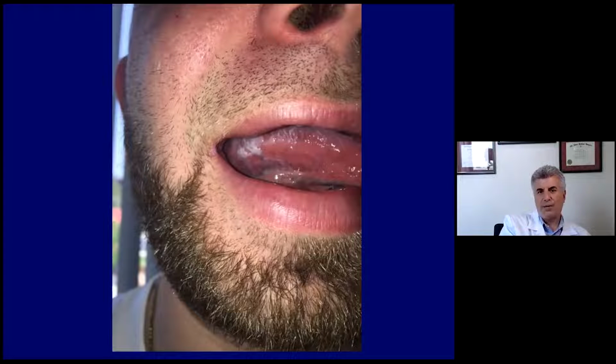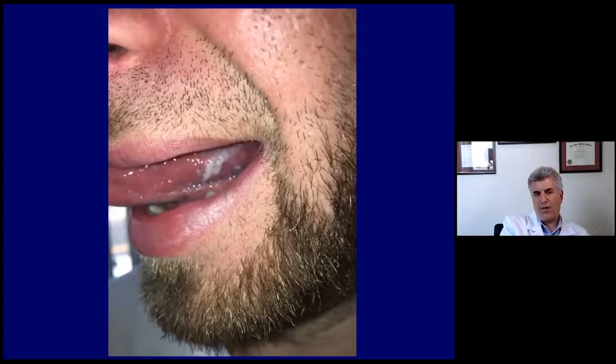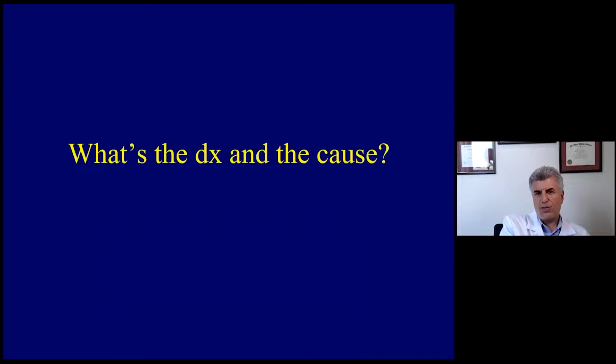Next slide. This is an image. So you can see this person is asymptomatic, but had this rash lesion at the side of the tongue. You try to scrape it off, but it wouldn't come off. And there's the other side. So it's bilateral. What's the diagnosis and the cause?